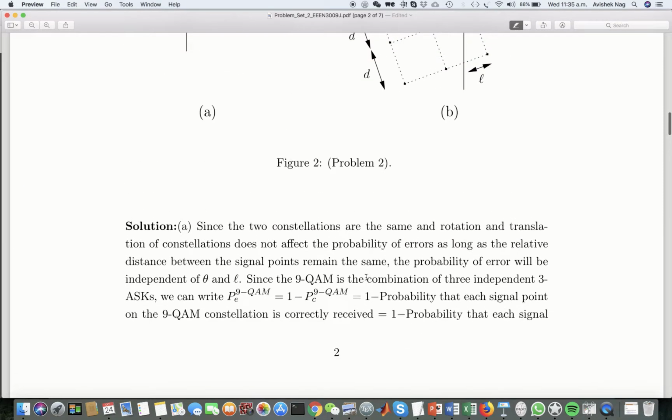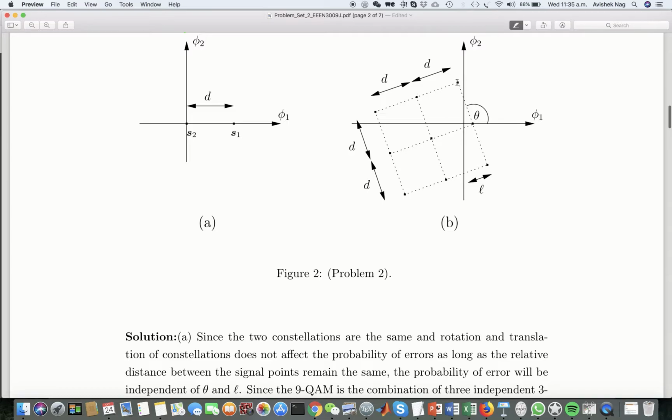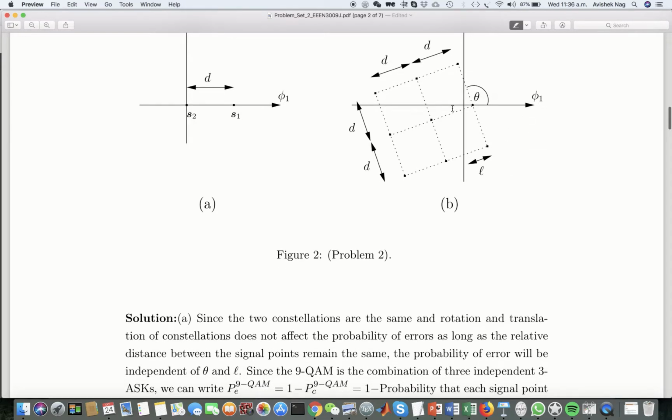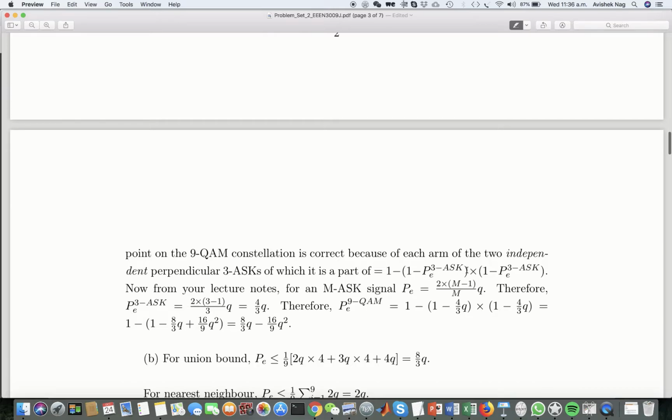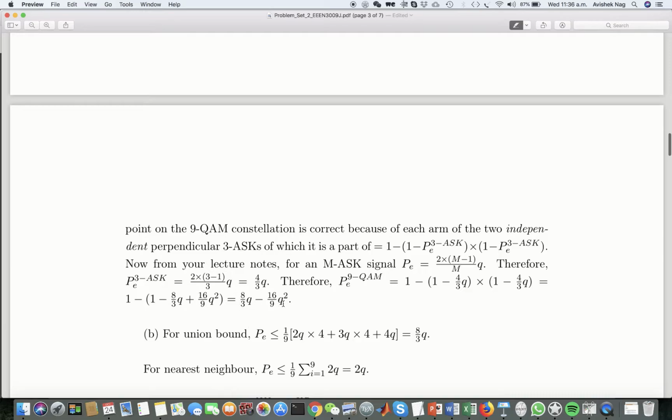So basically, again, the logic I repeat. Each signal on the 9QM is actually part of two perpendicular 3 ASKs. So the probability of this signal being correct is the multiplication of the individual probabilities of these 3 ASKs being correct, which is again 1 minus the probability of error of these 3 ASKs. So that's why this 1 minus P 3 ASK term comes twice, and then the whole thing is the probability of being correct for the 9QM constellation, and if you deduct that from 1, this gives you the probability of error for the 9QM. So that's what the final expression is.